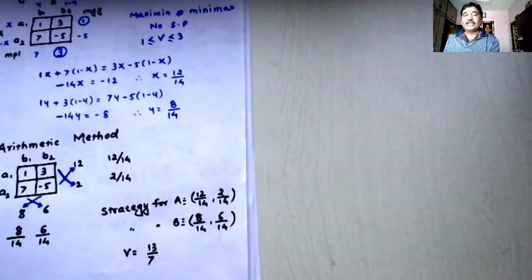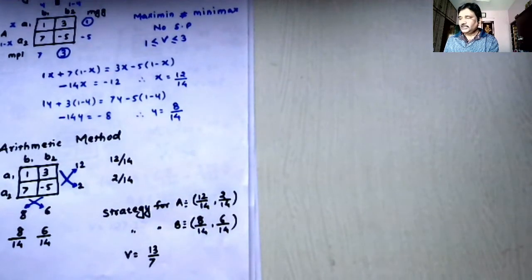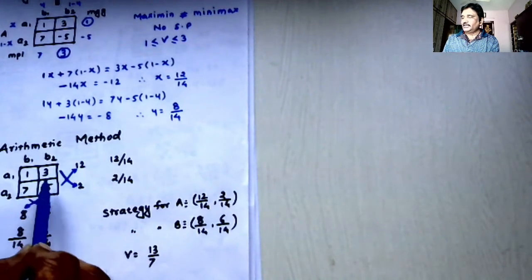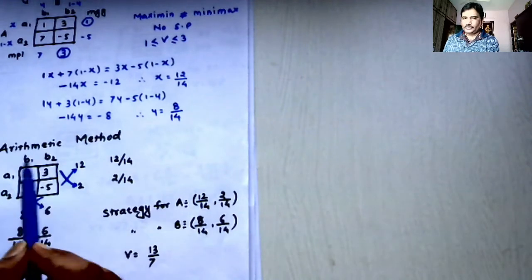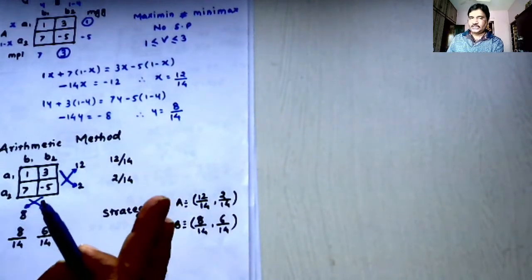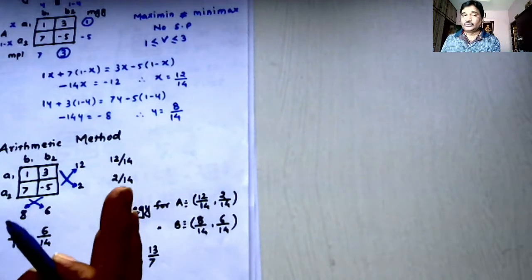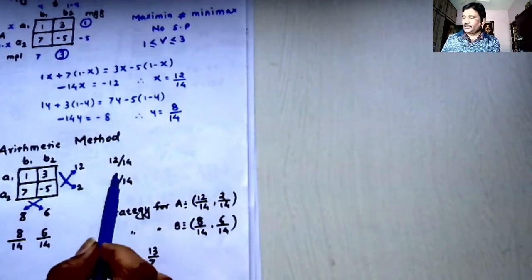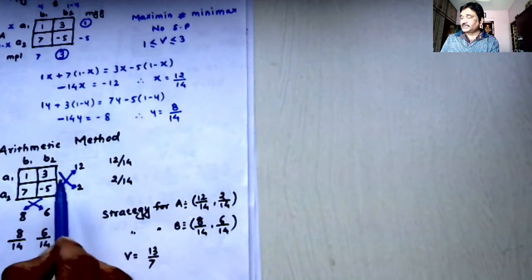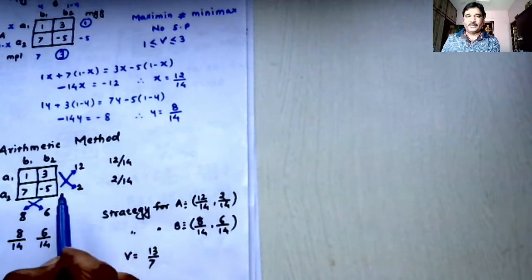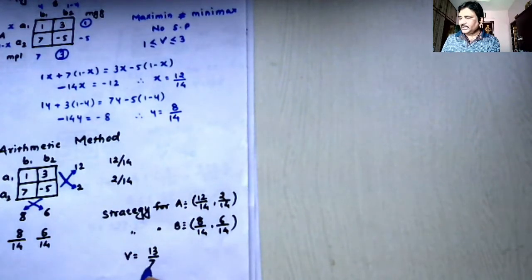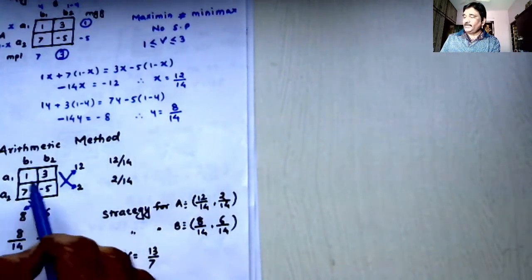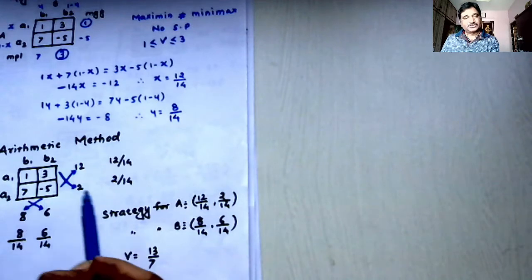Now lastly, game value. What is game value? Game value is nothing but the proportions multiplied by the values in any of the columns. You may take any of the columns. All the columns give you the same sum of the products. For example, 12 by 14 into 3, that is 36 by 14, minus 10 by 14, gives 26 by 14. That comes out to be 13 by 7. If you take this into this, 12 by 14 plus 14 by 14, that is 26 by 14.